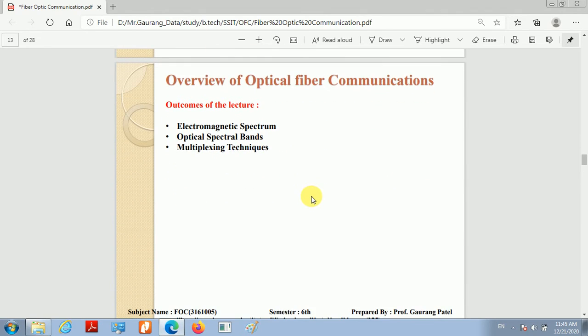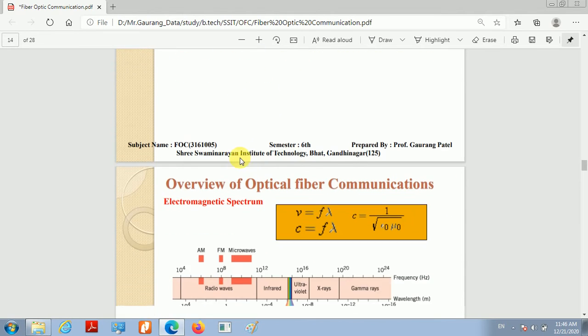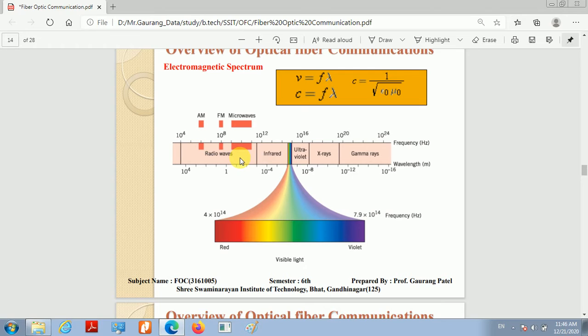The outcomes of today's lecture are, at the end of this lecture, students will be able to understand what the electromagnetic spectrum is and which part of the electromagnetic spectrum is used in optical communication. Students will also understand the various optical spectral bands, what multiplexing is, and the different types of multiplexing techniques. So let's start with the first topic, which is the electromagnetic spectrum.